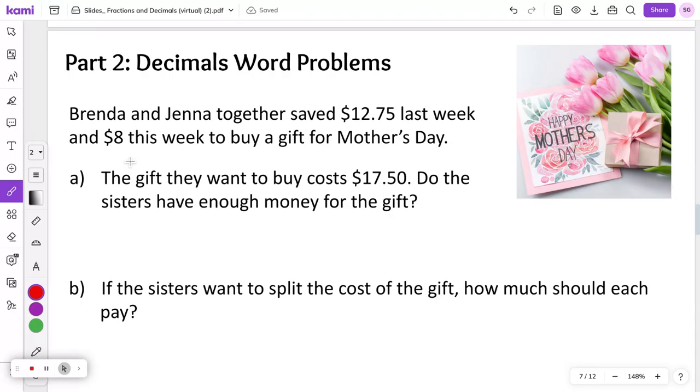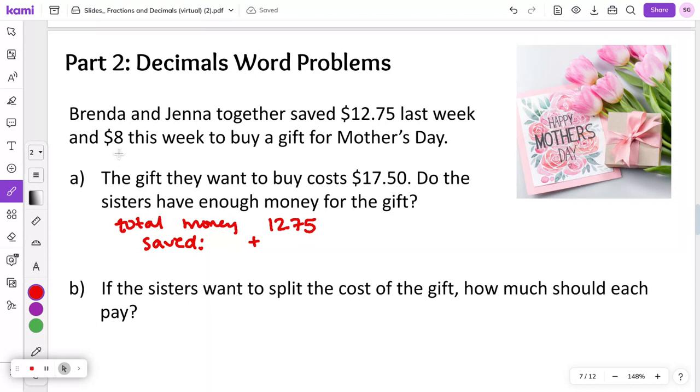And so I need to get that total money they saved. In order to find the total money saved, I'm going to need to do some addition. I'm going to add the $12.75 they saved last week plus the $8 they saved this week.